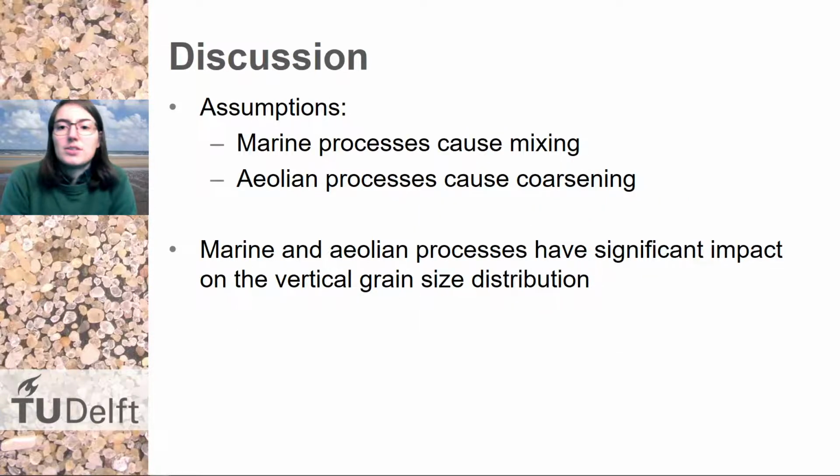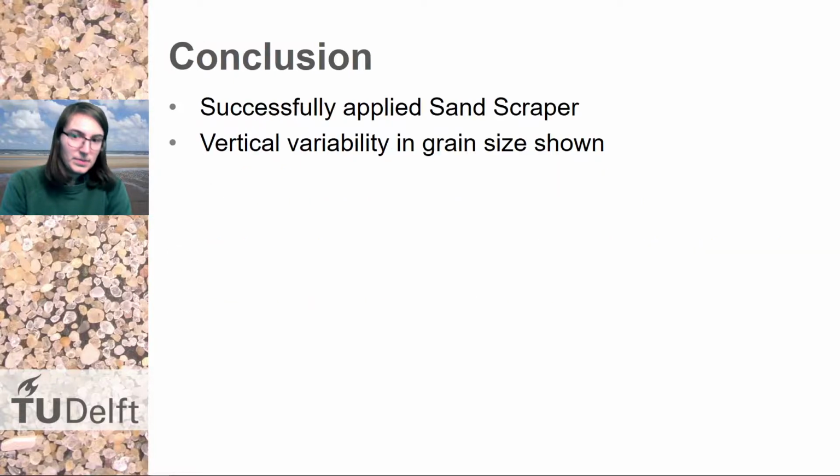Well, we had these assumptions that marine processes cause mixing and aeolian processes cause coarsening. I want to leave the full discussion of this to my paper, because there's also the data from Duck and Noordwijk. But for now I want to conclude that we can indeed show that the marine and aeolian processes have significant impact on the vertical grain size distribution. I also want to conclude that we actually successfully applied the sand scraper. This was a completely new method, and we've been able to show that there's vertical variability in the grain size.